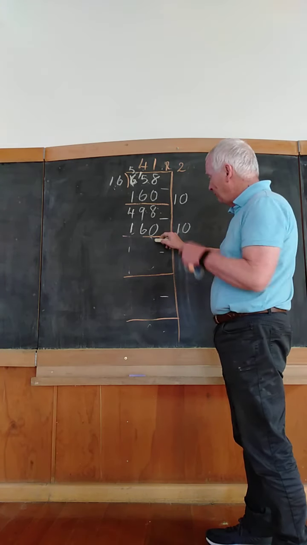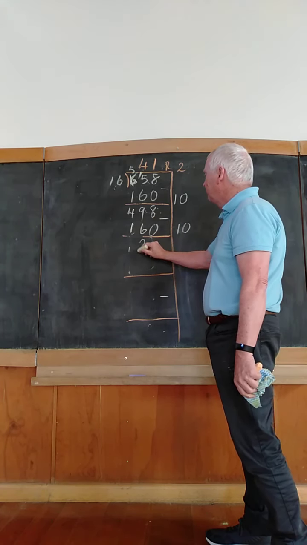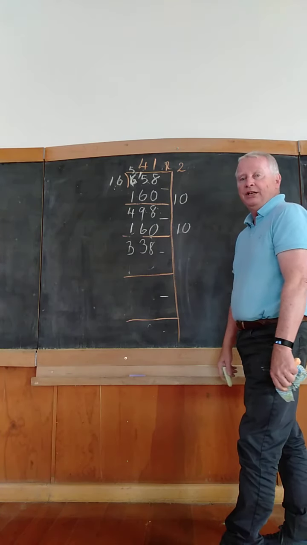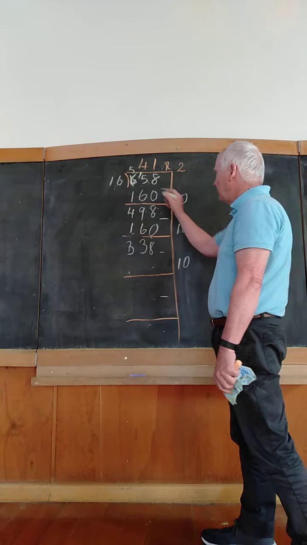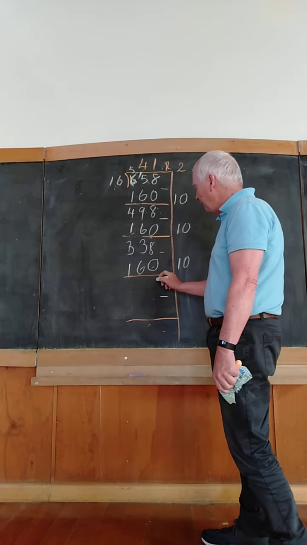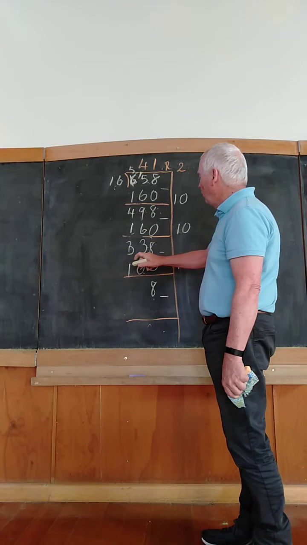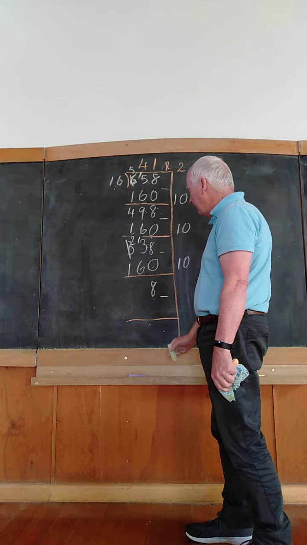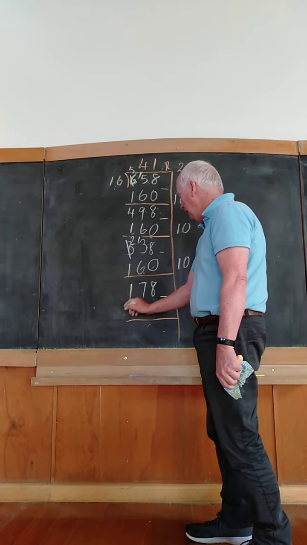Subtract, so 8 subtract 0 is 8. 9 subtract 6, that's 3. 4 subtract 1, that's 3. Now I'm going to go with 10 again. 10 times 16, that is 160. 8 subtract 0, that is 8. 3 cannot subtract 6, so we go knocking over here. 13 take away 6, that's 7. 2 subtract 1, that is 1.